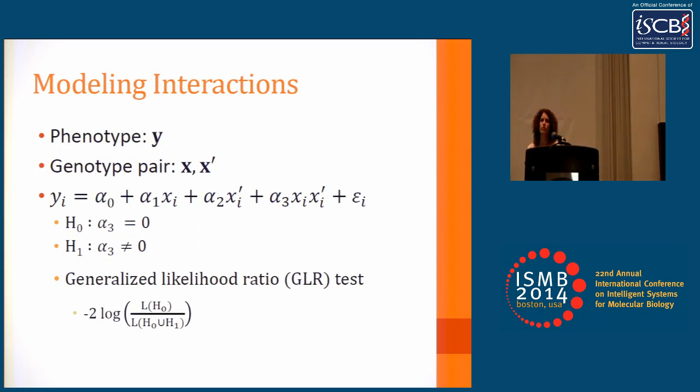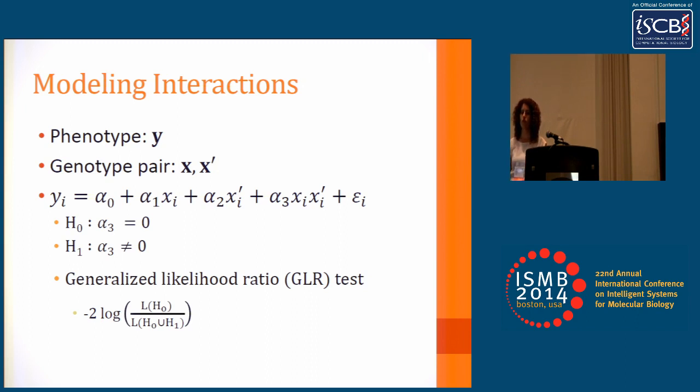So how would you model an interaction? There's more than one way to do so. I'm presenting one of the common ways. It's used in Plink, for example. In this case, you have a phenotype Y, and you have two SNPs that you want to test. And you assume that your phenotype is a linear combination of the first SNP, the second SNP, and also the interaction between those two SNPs, which is represented by the product of the first SNP and the second SNP.